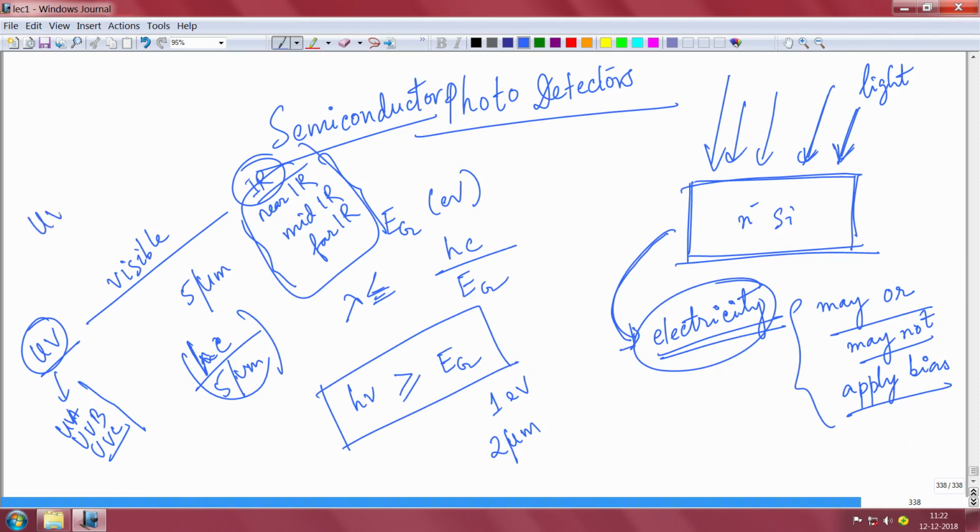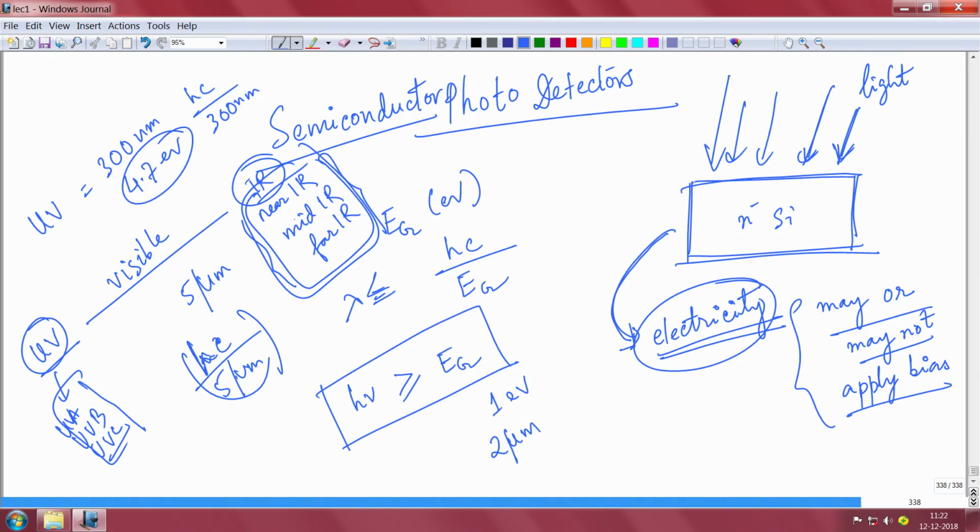Suppose you want to detect a UV wavelength of 300 nanometer. Then you will need hc divided by 300 nanometer. It will probably be around 4.7 electron volt or so. So that is a very large band gap material. So you need a large band gap material for UV detection, and a very narrow band gap material for maybe IR detection and so on.